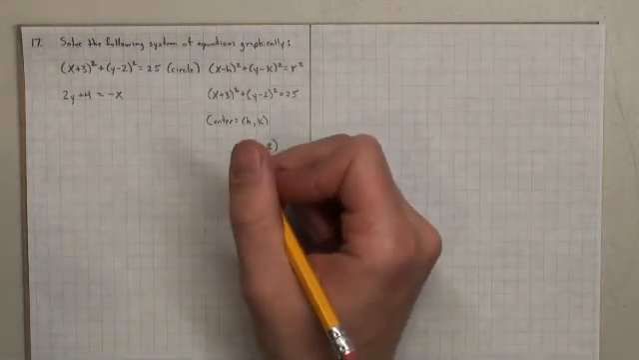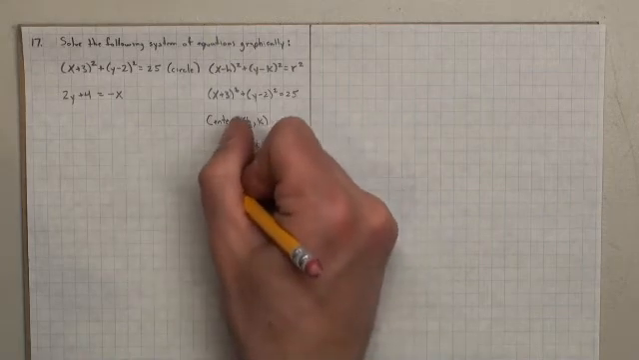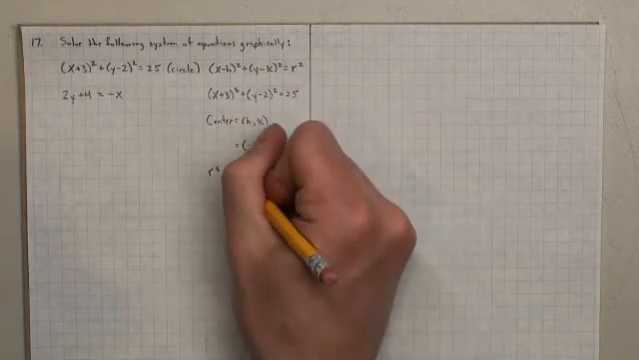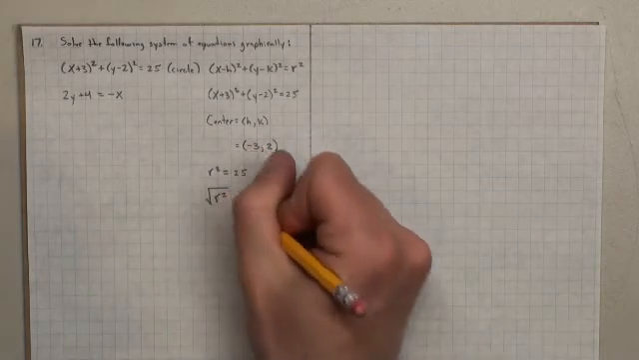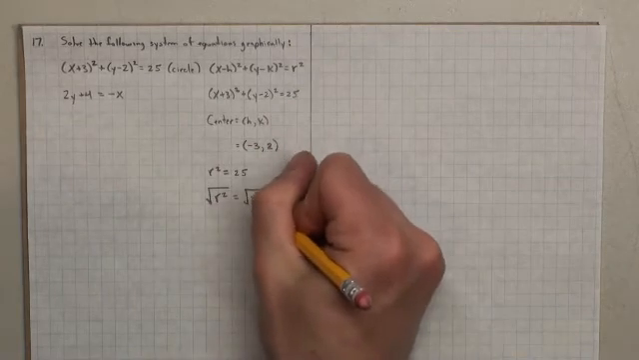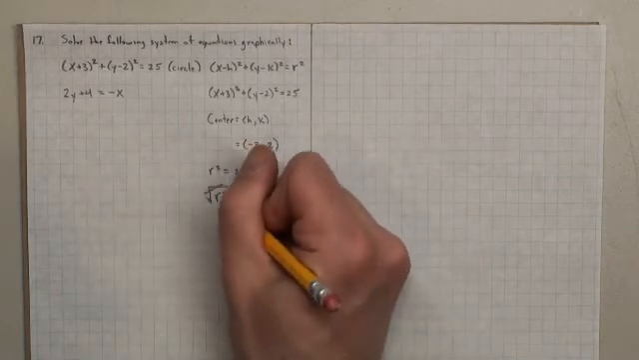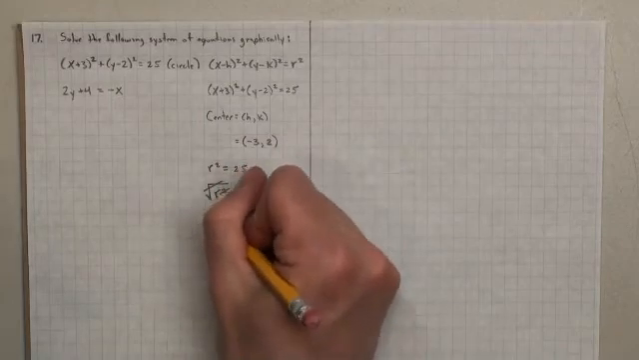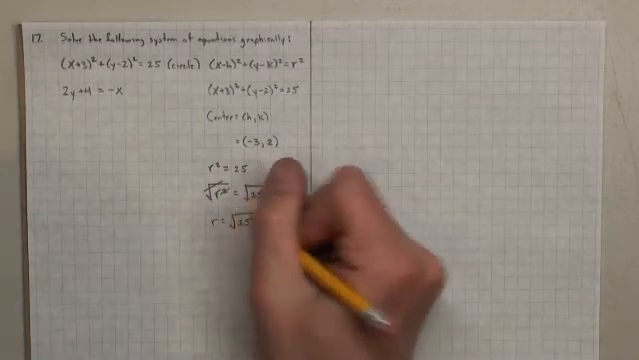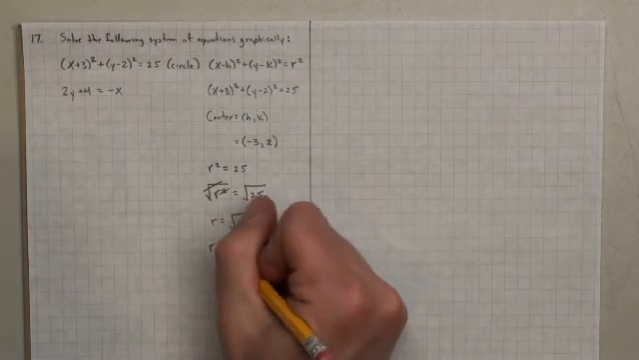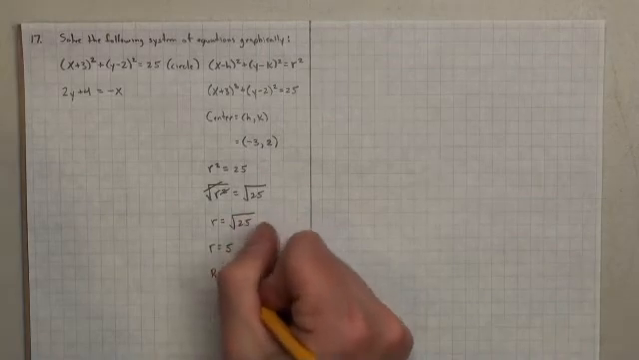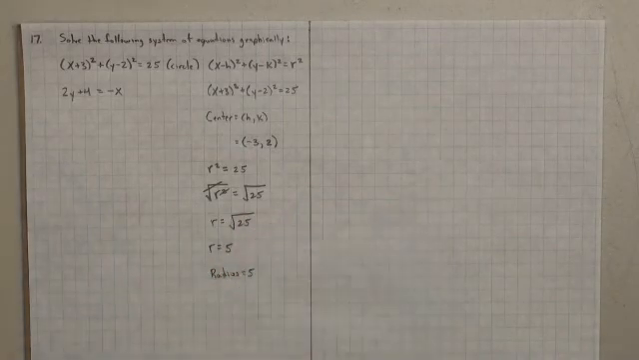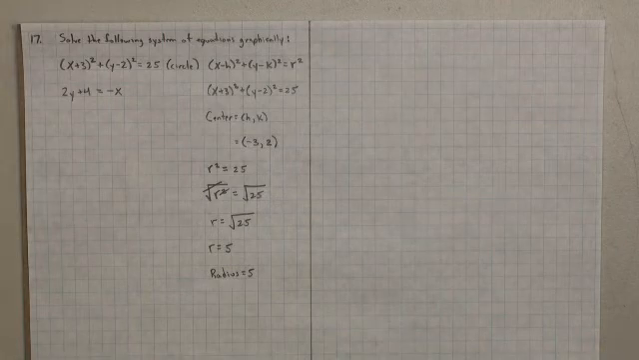Okay? Now, r squared is 25. So let's find r. The square root of r squared equals the square root of 25. The square root cancels the squared. So r is the square root of 25, and the square root of 25 is 5. So therefore our radius is 5. So we can now graph our circle because we know the center and the radius.